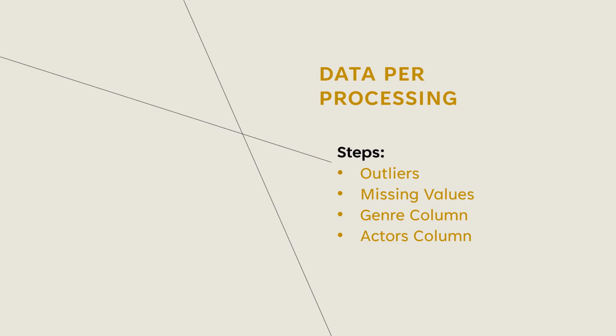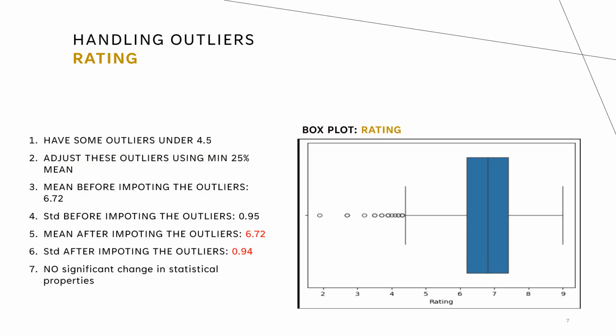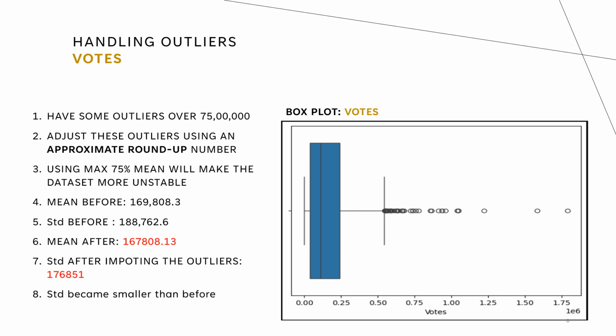For the first part, we'll do some pre-processing. In pre-processing, we will first handle the outliers. We handle the outliers for the revenue column, for the rating column, and for the voters column.